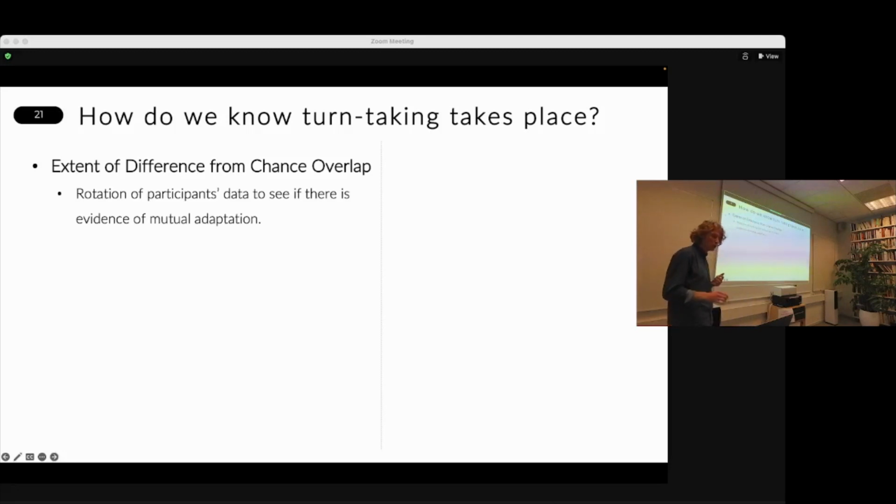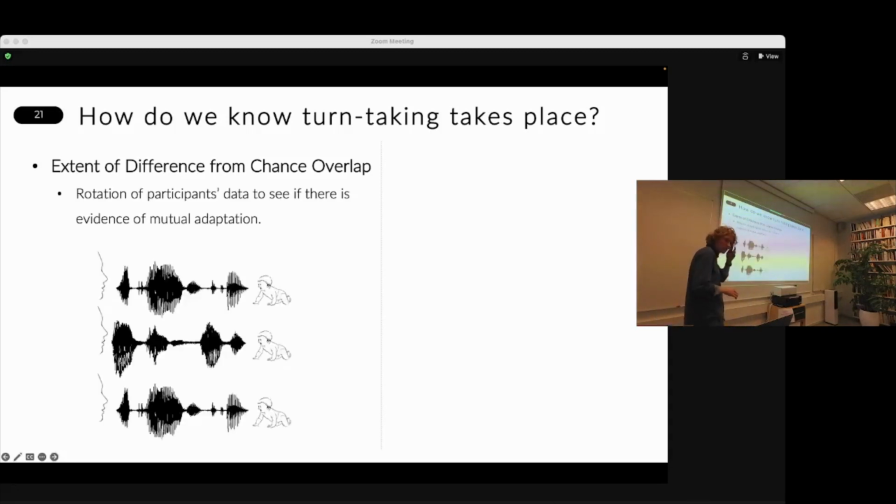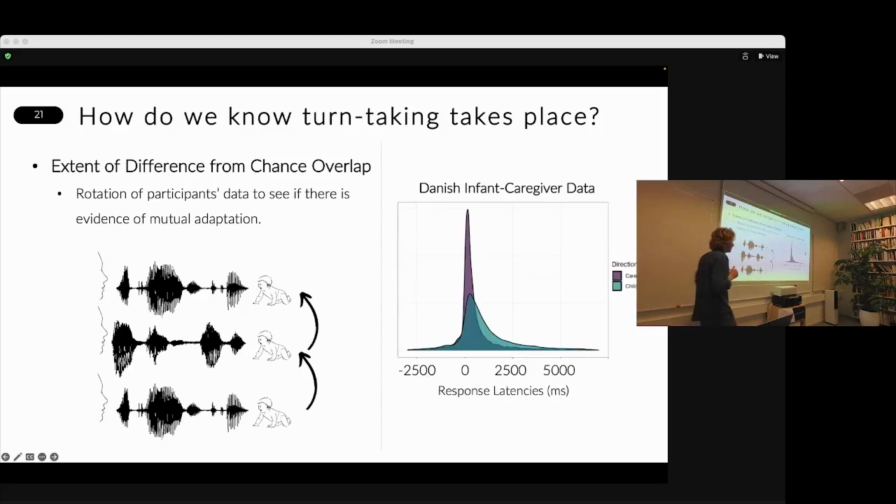So what we can do is to rotate the data of each participant to see whether there's evidence of mutual adaptation, so whether people are actually giving place to each other to take turns. If we have the data set here with each individual dyad of caregivers, we can take the data from each individual infant and pair it with the other adult. And if we do that, we might expect a greater degree of overlap because they're not responding to each other. So if there's turn taking, then we would expect a greater degree of overlap with the randomly paired dyads of caregiver infants. And I did this on a Danish data set, so looking at Danish infant caregivers.